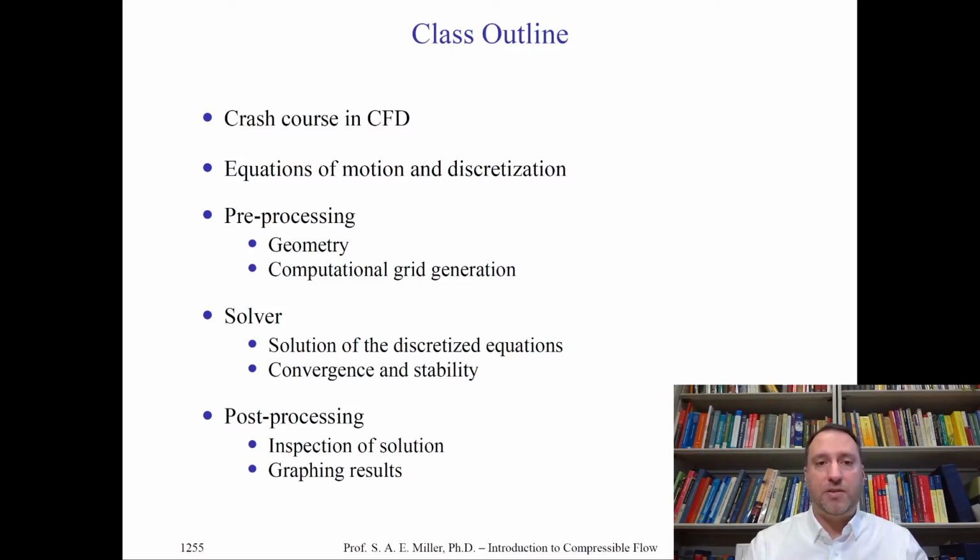CFD corresponds to 3 steps. The first step, of course, is the pre-processing phase, where we define the problem, set up the geometry, and create what we call a computational grid, which we'll show a few examples of in this class. Then, of course, the CFD itself, the solver, must solve the discretized equations with appropriate boundary conditions on the computational grid, which of course represents the fluid volume. The computational solver will find numerical solutions of the system of partial differential equations, which are discretized.